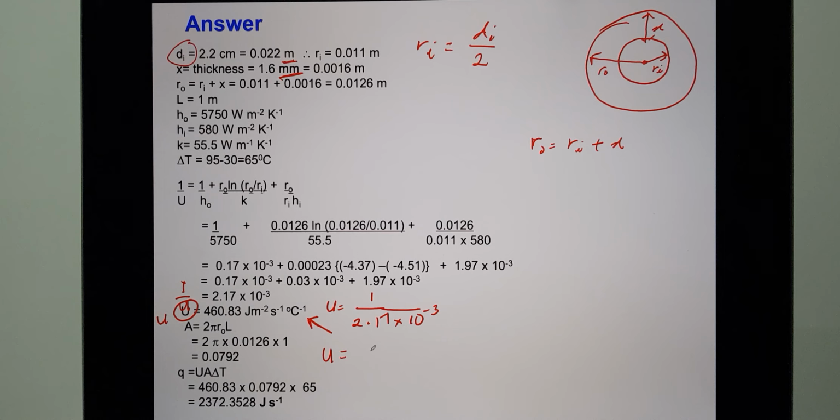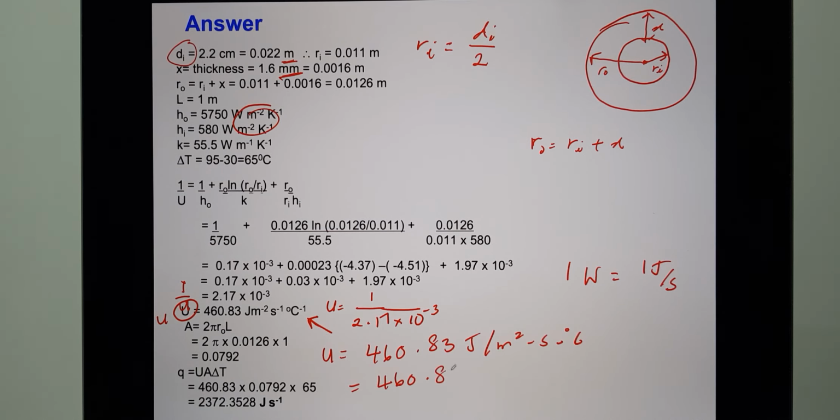So U equals 460.83 joule per meter square second degree Celsius. Why joule per meter square second degree Celsius? Because if you look at the unit conversion, 1 watt equals 1 joule per second. So basically just use this particular value back. U equals 460.83 watt per meter square degree Celsius. They carry the same meaning.